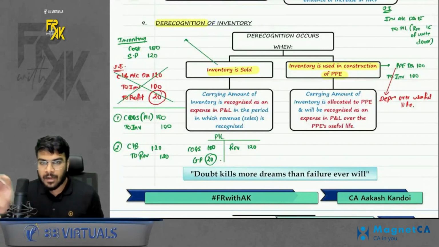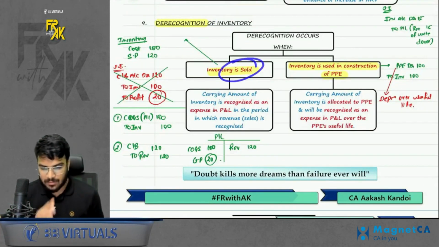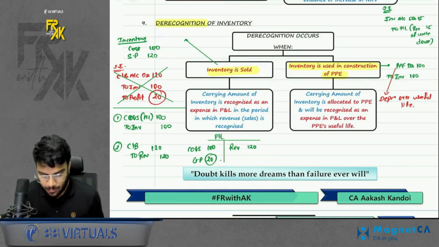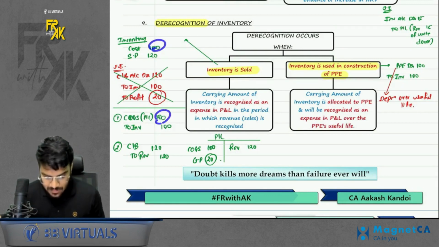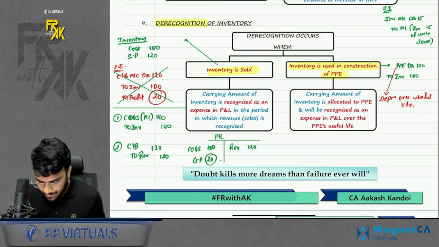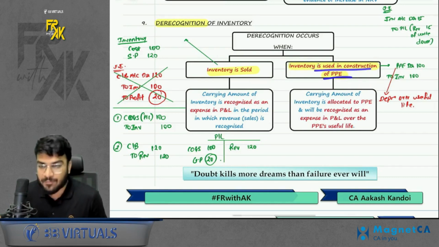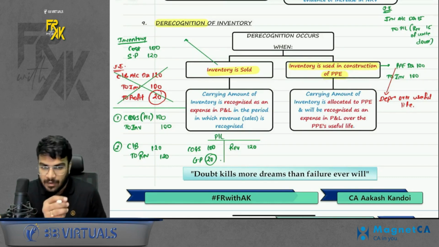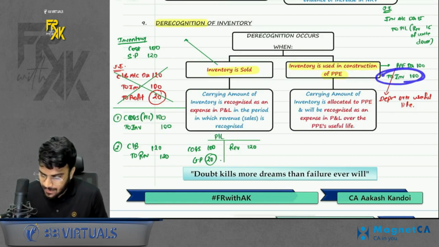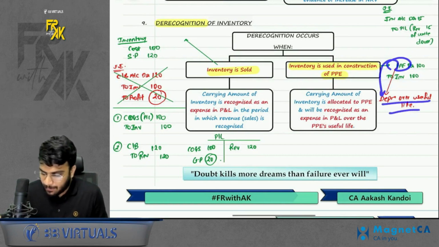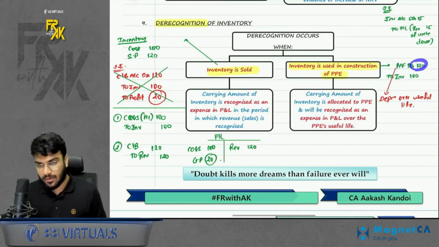Then the next point is derecognition of inventory. When will you remove the inventory out of your books? In 2 cases. Either when it is sold. So when you sell, let's say you have a cost of inventory of 100, you sell for 120. How will you recognize the sale? Whatever is the cost, transfer to COGS, book the revenue separately. By way of trading account GP, you can book the profit. Okay. What if your inventory is not sold but used in the construction of PP? You will add the value of inventory to the cost of PP. You will derecognize the inventory and add it to the cost of PP. And once you start depreciating PP, by way of depreciation, this amount will go to profit and loss.